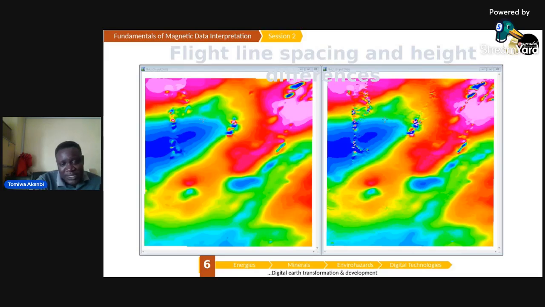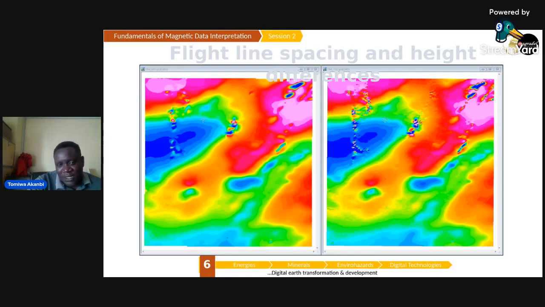All right, so this is an example of two data sets from the same location, but then they have varying properties. The one on the left is the data set for 500 meter spacing, and the one on the right is data set for 150 meter spacing. If you look on the left side of the screen, you see that the resolution is not as good as the one on the right. Of course, regionally, they are giving you the same picture, where you are seeing some magnetic low towards the western part, trending towards the northern part, and then you are seeing something similar too on the right hand side.